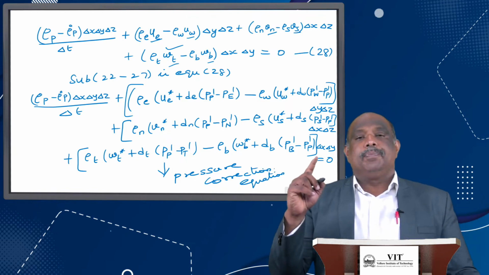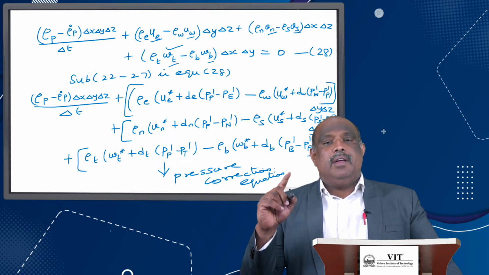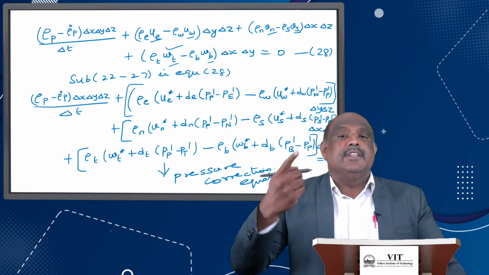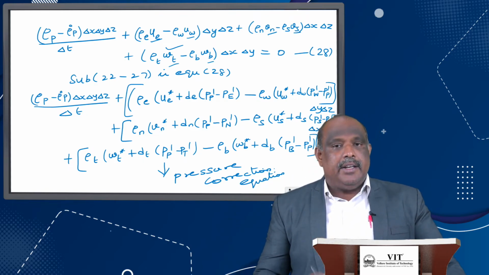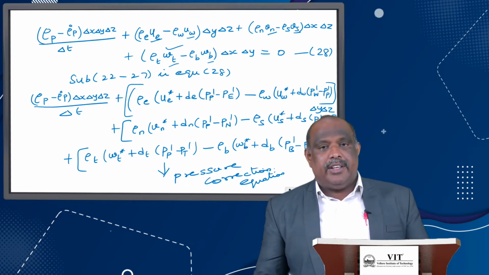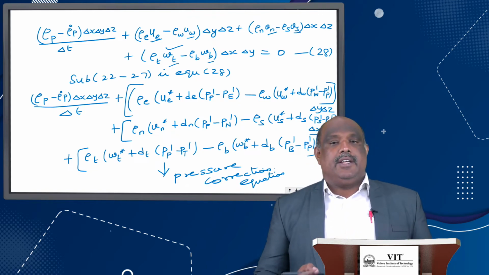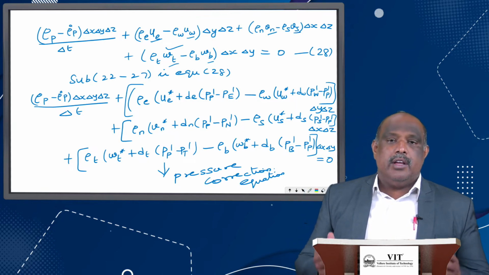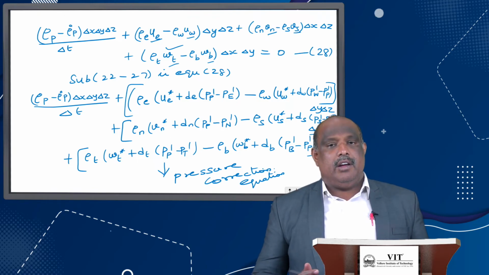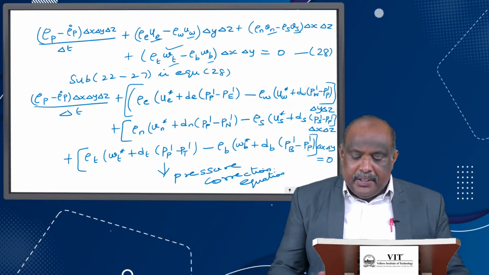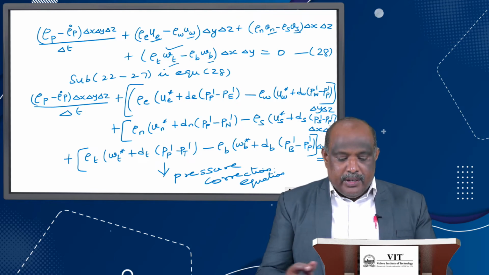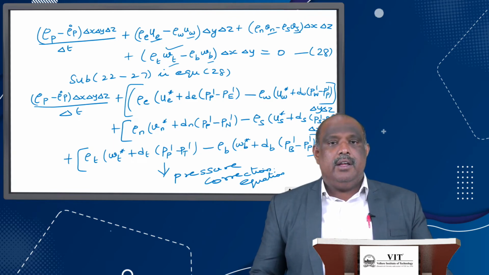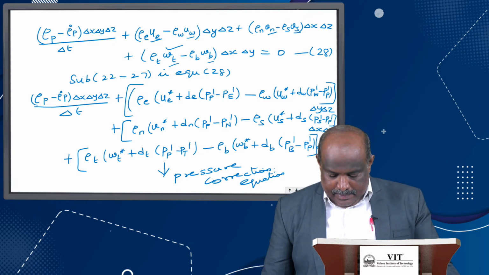What about UE prime, UW prime, Vn prime, Vs prime, Wt prime and Wp prime? They are called the velocity correction equations. Whereas this continuity equation, when you substitute the values here, becomes the pressure correction equation, because from this equation we are going to correct the value of pressure. Now this is a very big equation, but I am going to write the final form of it like this.